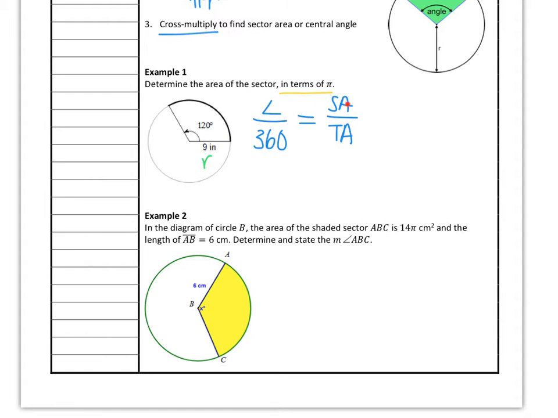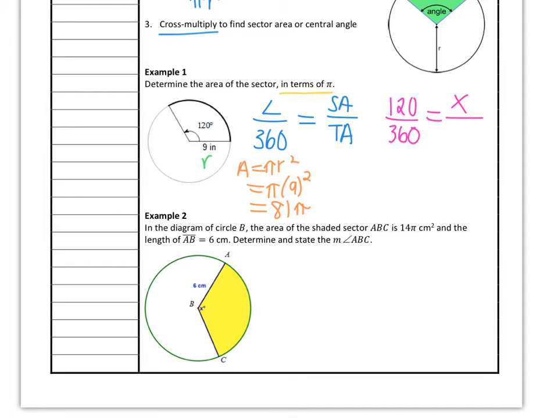So I'm going to let my SA be represented by my X. I'm going to plug in 120 for the angle. So 120 over 360 equals X, since I'm looking for my sector area, over the total area. Now off to the side here, I'm going to use my area formula. A equals pi r squared. And because the r was 9, if I was to plug into this, pi times 9 squared. Well, 9 squared gives me 81, so my total area would be 81 pi.